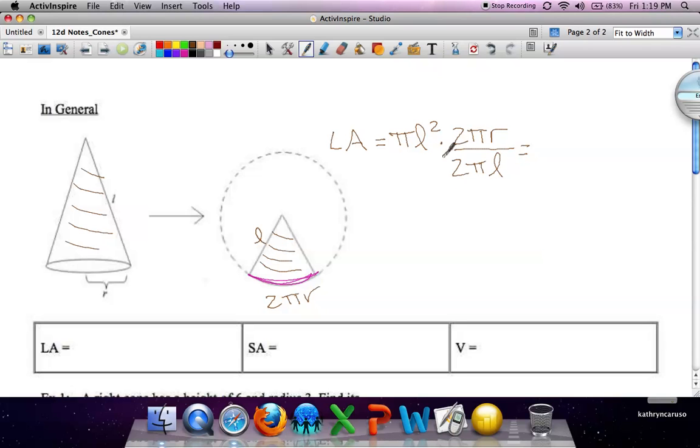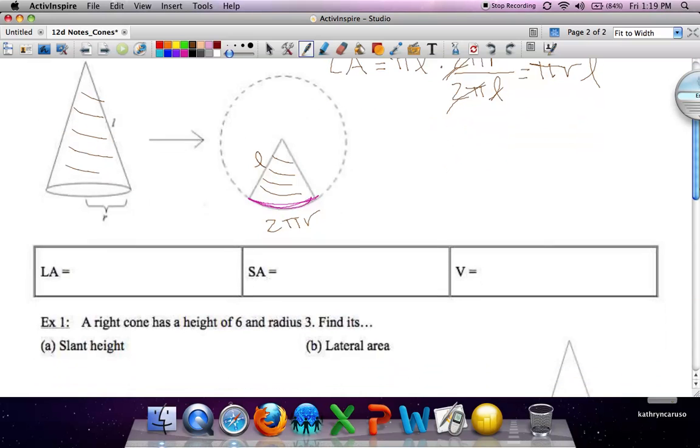Simplifying, a lot of things are going to cancel here. The 2 pi will cancel with a 2 pi. One of the L's in the denominator will cancel one of the L's in the numerator. So it's simplified as pi r L. So the lateral area of a cone is simply pi r L.